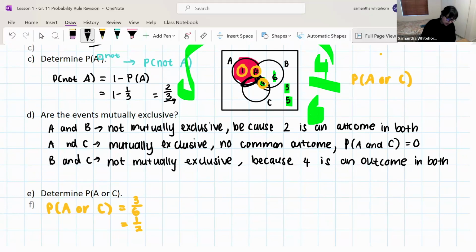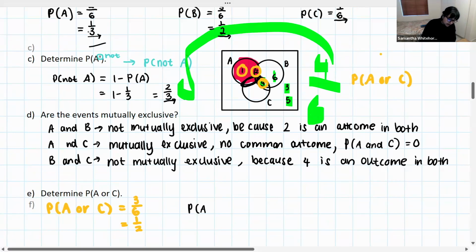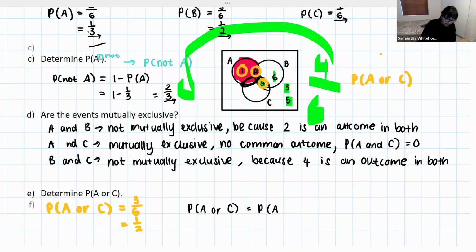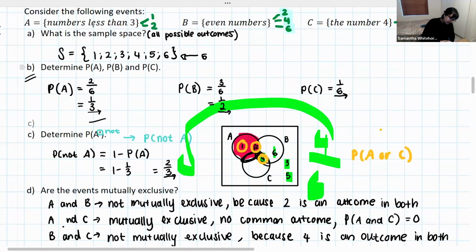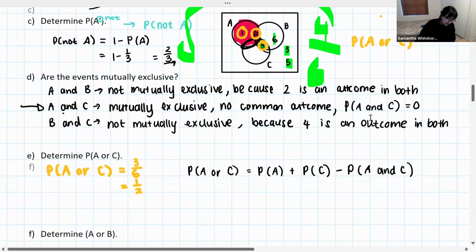Right, if you wanted to use the probability rule, now remember this is on your formula sheet. The probability rule says that the probability of A or B, so in this case A or C, is equal to the probability of A plus the probability of C minus the intersection between the 2 of them, so A and C. Great, we already know that A and C are mutually exclusive. So we already know that their intersection is 0. And we've worked out the probabilities of A and C in question B. So we have all the information that we need.